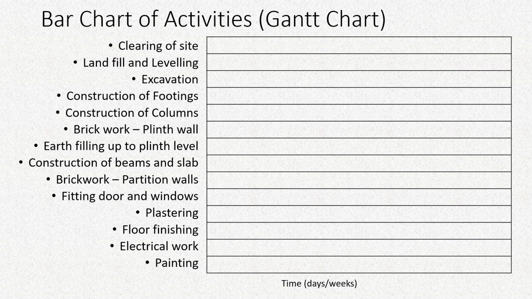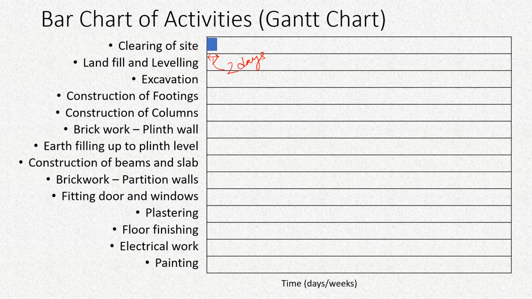Now, to have a better idea of what follows what, this kind of a bar chart or Gantt chart is used. It is called Gantt chart because an engineer called Henry Gantt first used this kind of a technique. So it's a very simple technique actually. If you look at it, at first we'll have clearing of site, which is the first and foremost activity, and the horizontal length of this bar diagram will give you the duration. Suppose in this case it is 2 days.